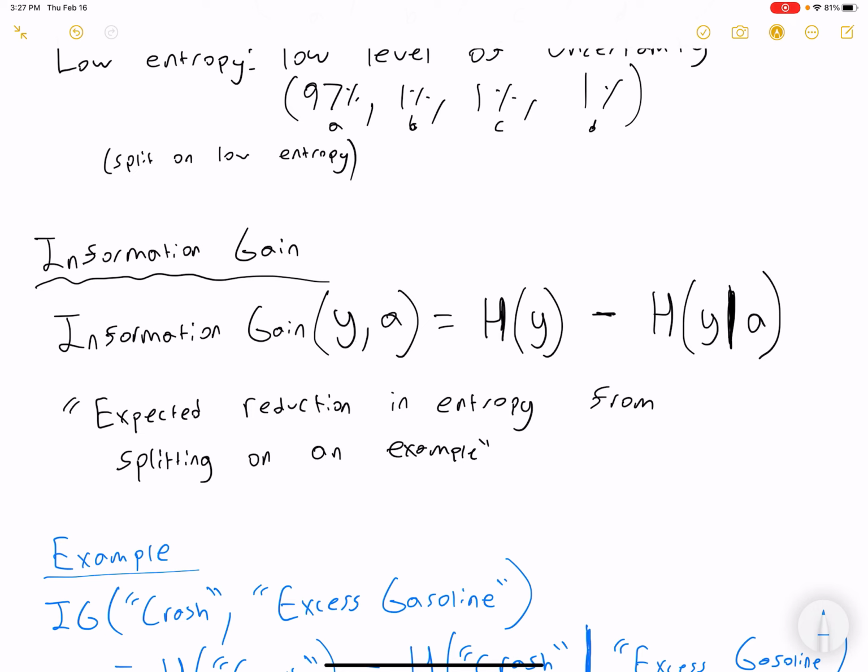So the English term information gain is a conceptual term. It's exactly what it describes. It's the increase in information, or the gain in information, based on the change in uncertainty when you split on a variable versus when you don't.